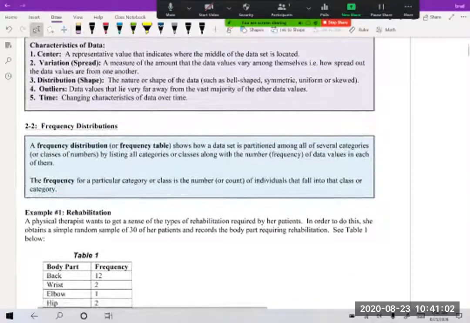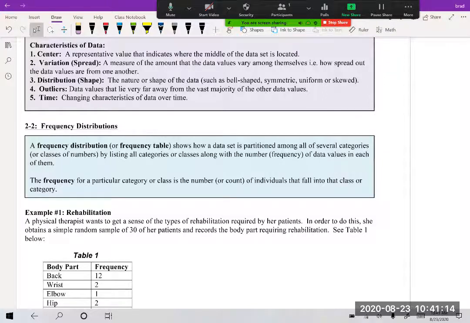So, characteristics of data. Center of data is a representative value that indicates where the middle of the data set is located. That's something we deal with a lot in statistics. We really like to know the center of data. Variation, or spread, is a measure of the amount that the data values vary among themselves, how spread out the data values are from one another. Distribution is the nature or shape of the data, such as bell-shaped, symmetric, uniform, or skewed. Outliers are data values that lie very far away from the vast majority of the other data values, and time is changing characteristics of data over time.